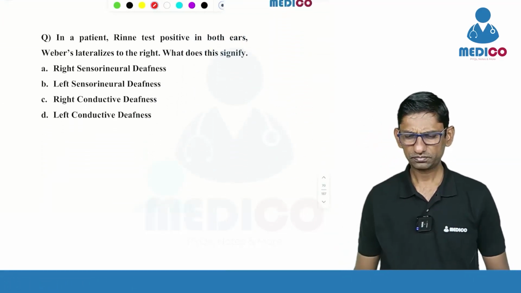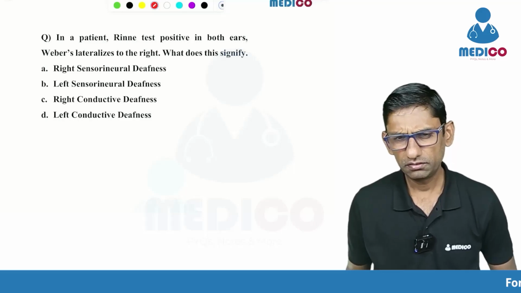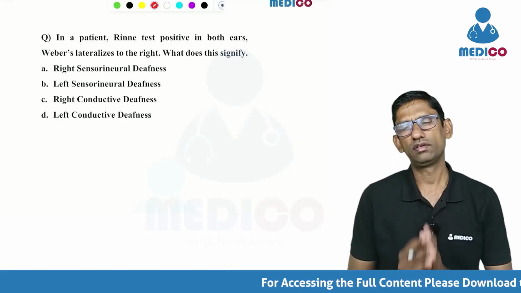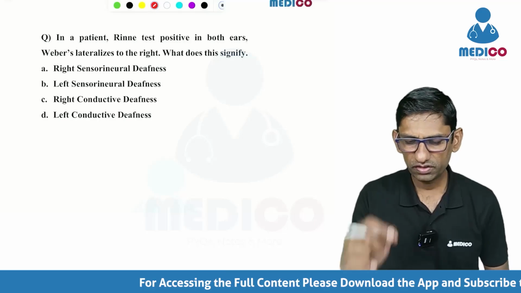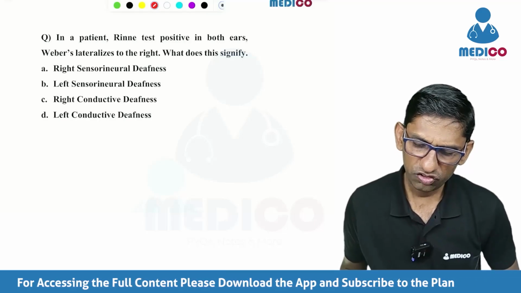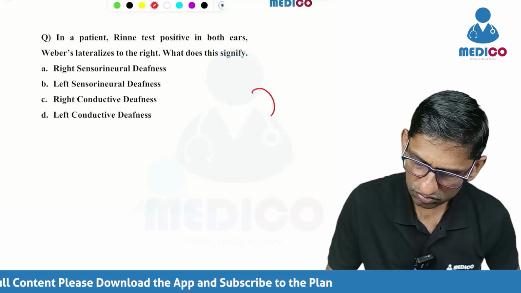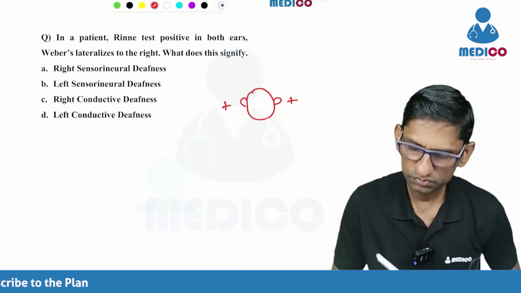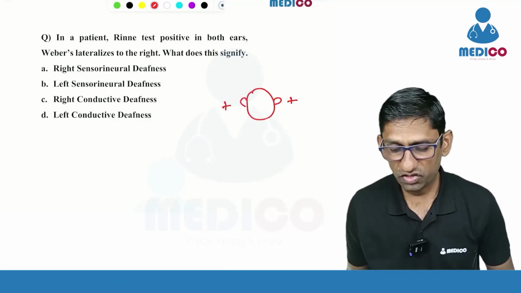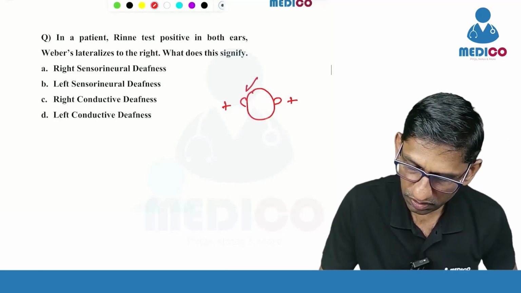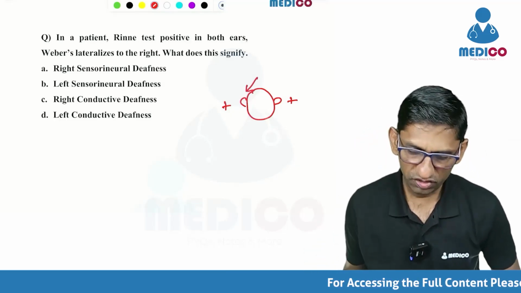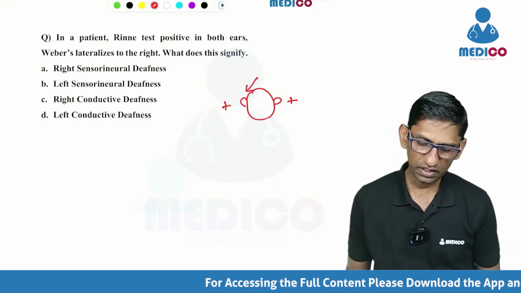In the next question, they have not given the complaints of the patient at all. They ask: in a patient, Rinne test is positive in both ears and Weber is lateralized to the right ear. What does this signify? Right sensorineural, left sensorineural, right conductive, left conductive. Again, have a diagram at least in your mind.